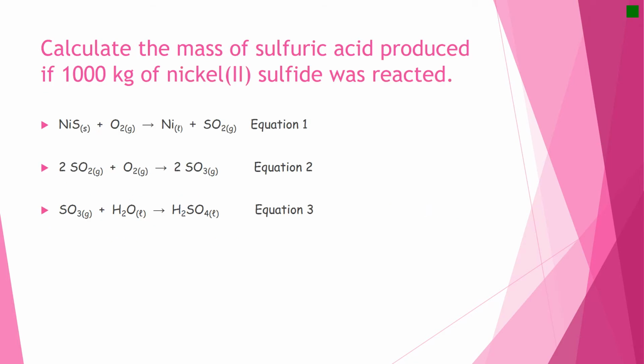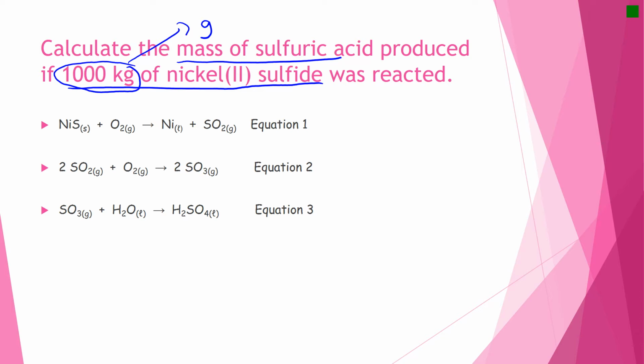Now in this question, we've been told we're going to find the mass of sulfuric acid in 1,000 kilograms of nickel sulfide. Now already there should be some alarm bells going off because we've got 1,000 kilograms. So one of the early things you're going to have to do is convert this to grams. Now, we have a balanced chemical reaction. In fact, we've got 3.